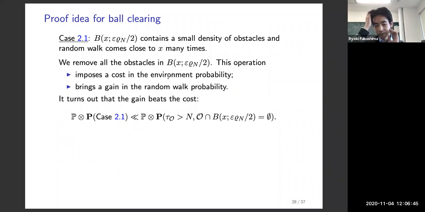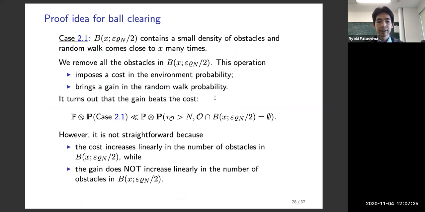And at the very basic level, this is made possible because we assume that there is only a small density of obstacles, first of all. Because there is only a small density of obstacles, this cost for the environment probability is not too large. But on the other hand, the gain in the random walk probability is quite large because I assume that the random walk comes close to x many times. So that's a very heuristic explanation why we can make it. But of course, technically, this part is actually the longest part of the paper. And it's not straightforward. I will only briefly explain the reason.